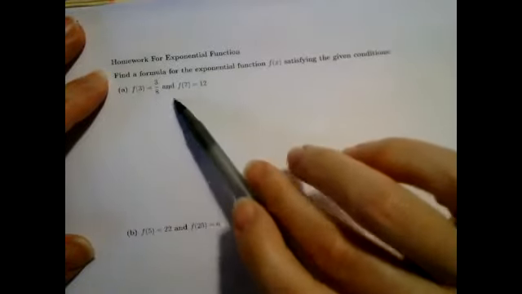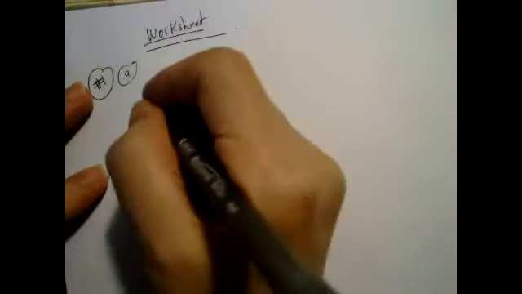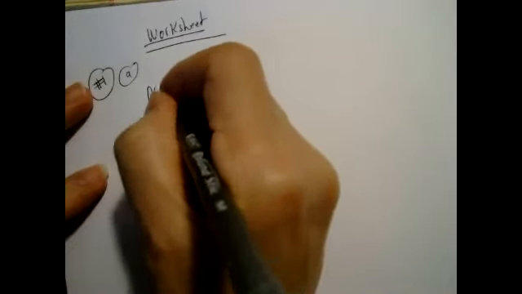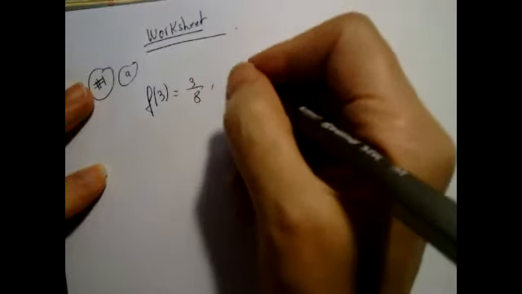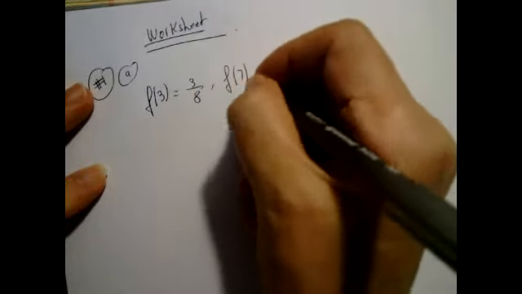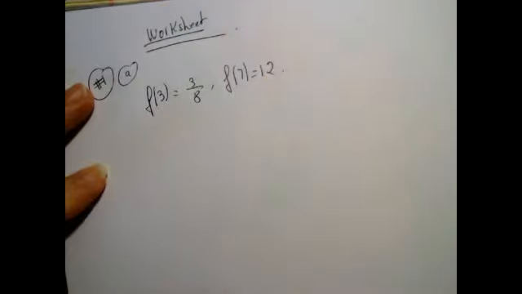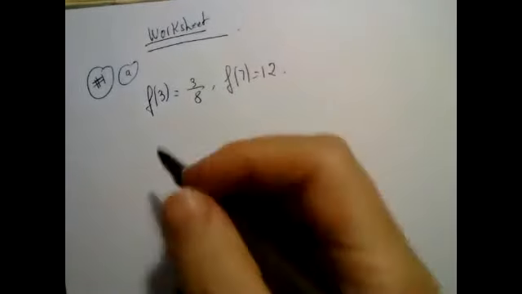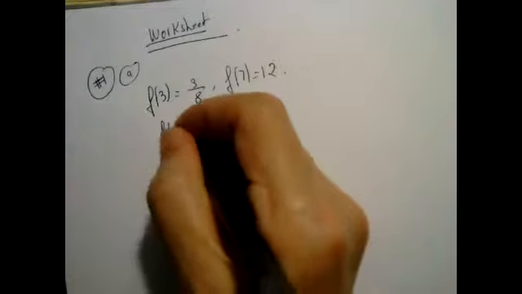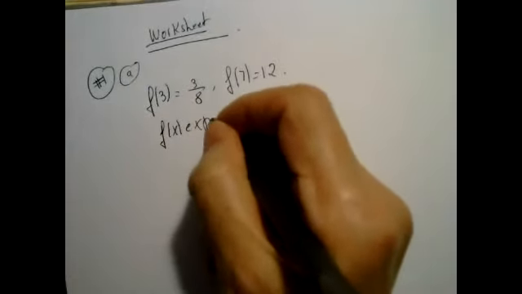The question is to find a formula for the exponential function satisfying the given condition. At 3, it's 3 over 8, so I'm going to write this down. So f of 3 is 3 over 8. And at 7, the function takes the value 12. And f is exponential. It means we know the formula for it.